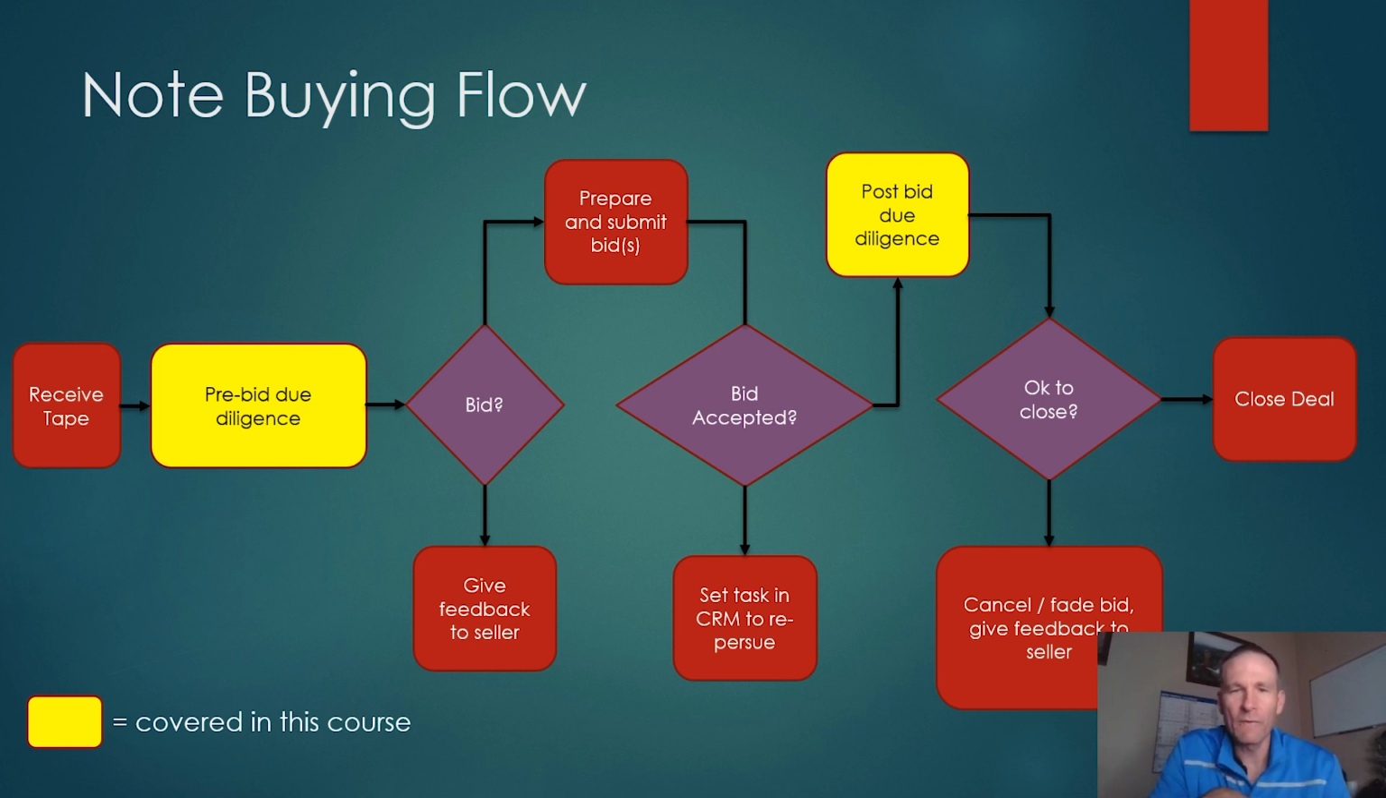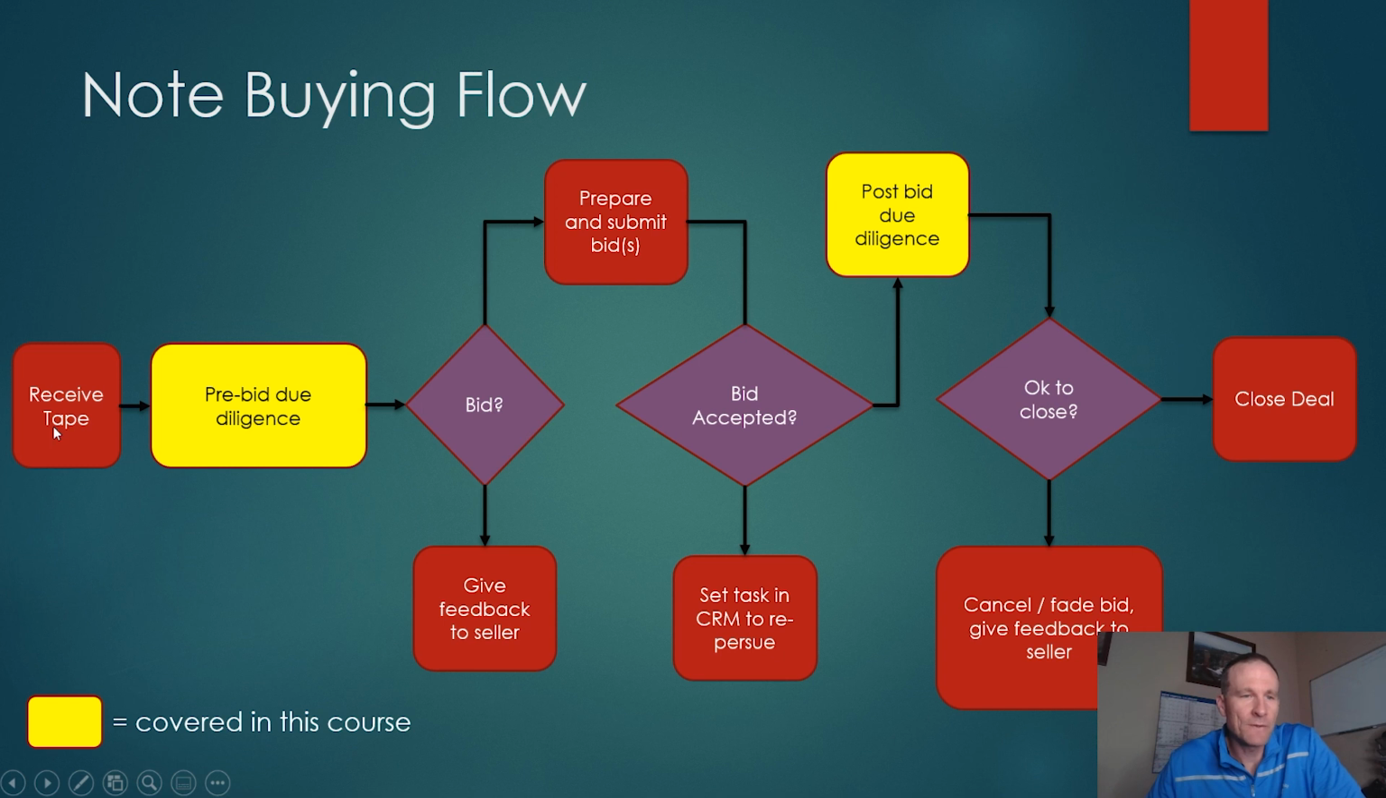Now I know this is a little bit of an eye chart, and it doesn't even really encompass the entire note investing process. This is just talking about from when we get a tape to when we actually close the deal. And these boxes in yellow are the ones that we're actually covering in this course for our due diligence. But I kind of want to explain this overall note buying flow so you can see where these steps fit into the process and the timeline.